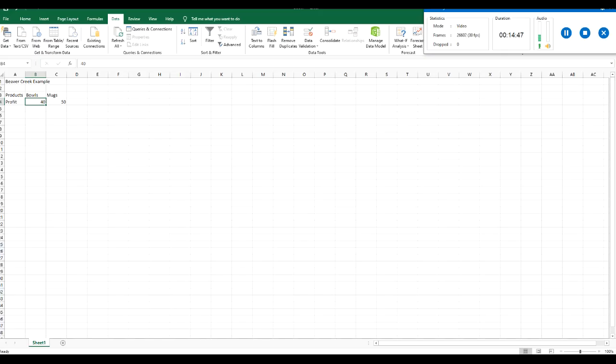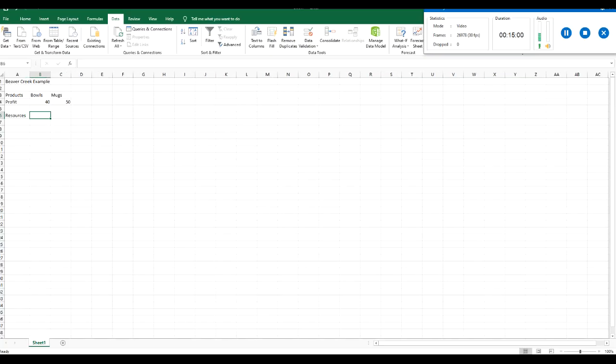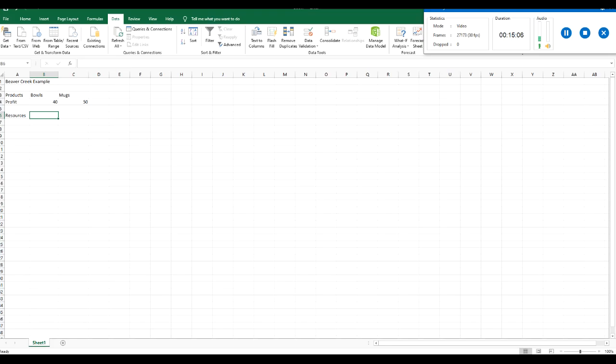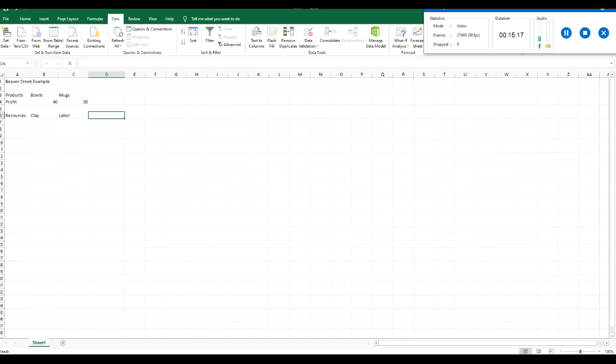Once we've done this, we're going to go down one more. We're going to mention our resources. The first, we'll make this a little bit bigger. The first resource we're using is clay. The second, labor. And I guess over here we'll mention a third section, which is total available.